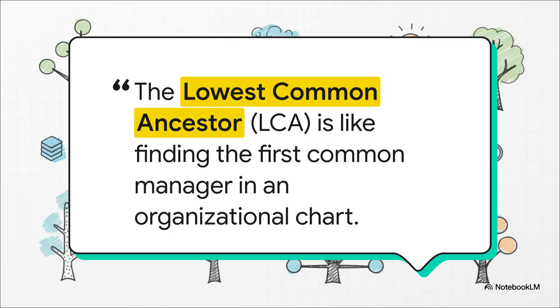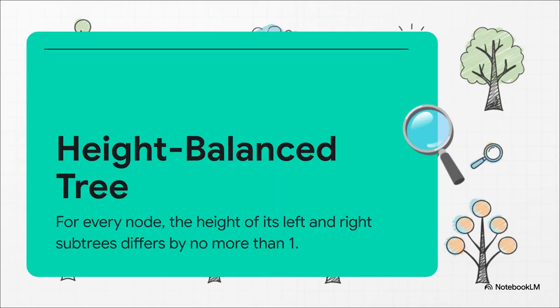Finding the lowest common ancestor, or LCA, of two nodes is exactly like finding the first common manager for two employees on an org chart. You just trace their reporting lines up and up, and the very first manager they have in common, that's your LCA. Another really important structural idea is balance.